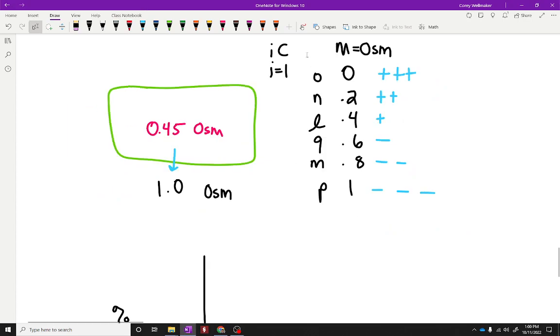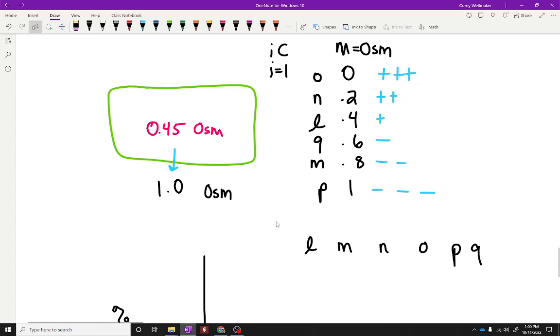Okay, so I've unpaused it. I've also given a letter to each solution. So let's imagine for a second that we actually don't know all of my osmolarities. All I know is that I have solutions L, M, N, O, P, Q.